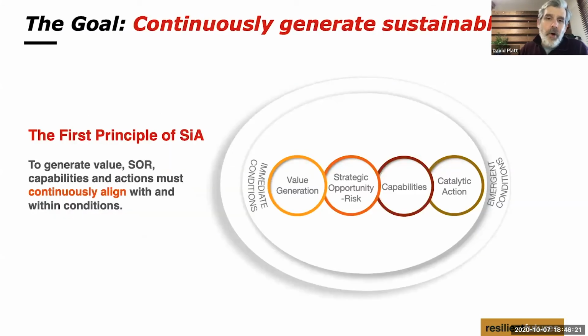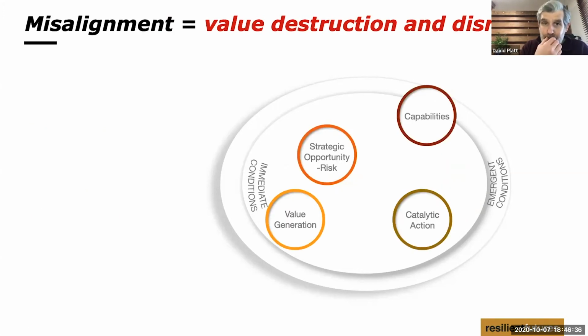The end game always is generation of sustainable value over time, which we find happens when you align what we see as the elements of the framework inside of conditions. And that's why we start with conditions analysis. What tends to happen is when you experience disruption, it's ultimately because something has fallen out of alignment with conditions.